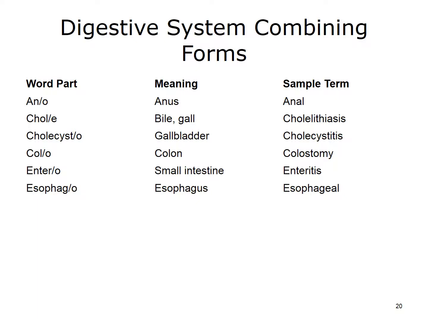Here are some key words for parts of the digestive system, along with their meanings. In the third column, you can see some of the medical terms that we can create by combining word parts. You should return to the online medical dictionary to hear the pronunciation and become familiar with the meaning of the created terms.